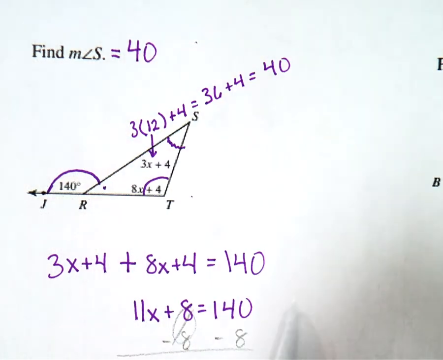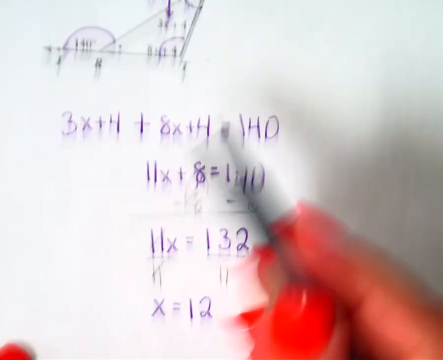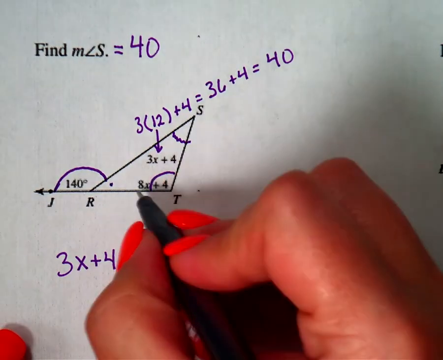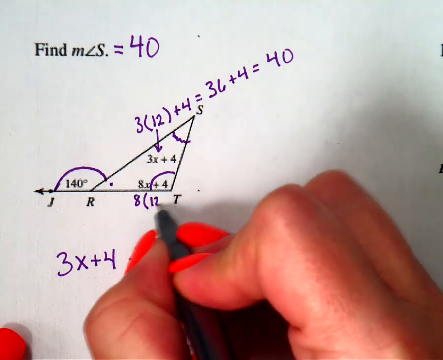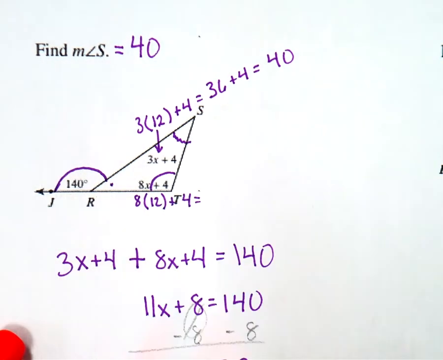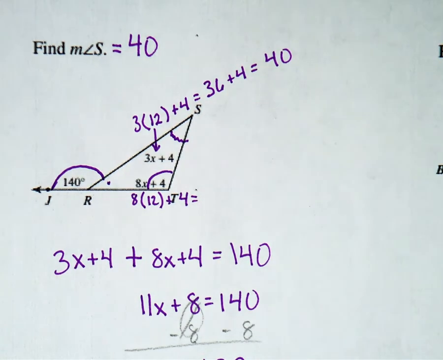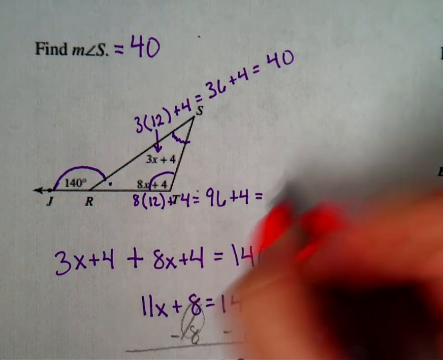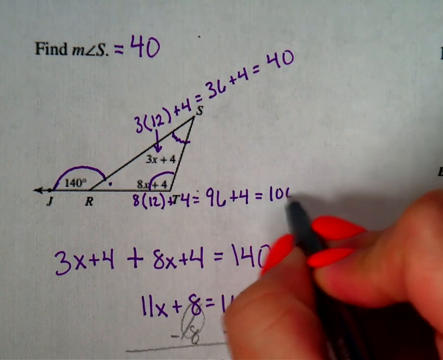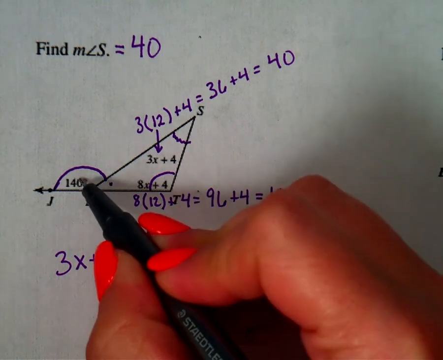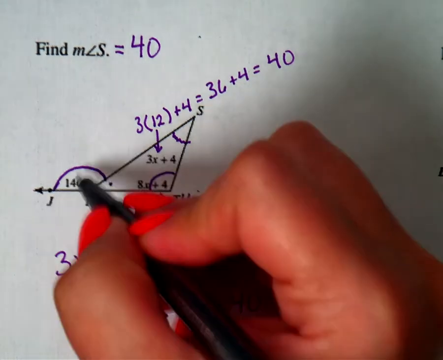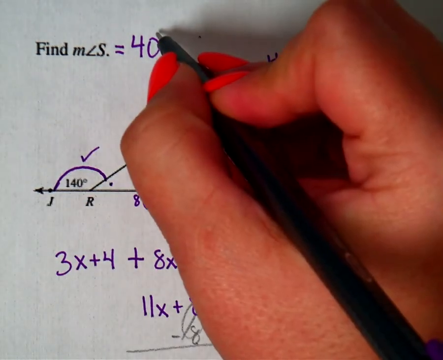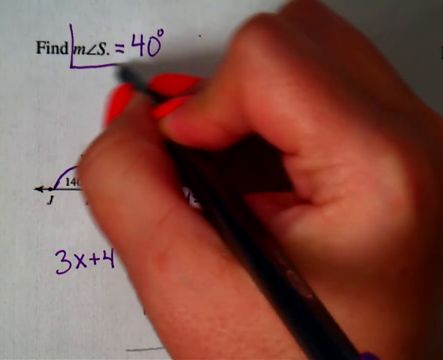Now, before I put a box around it, I'm going to check this to make sure I didn't make any mistakes down here in my math, because I'm really good at making mistakes. Okay? So I'm also going to plug it in this one. I'm going to do 8 times 12 plus 4. 8 times 12 is 96, plus 4 is 100, and together 40 and 100 make my exterior angle of 140, so I can feel confident that angle S is 40 degrees.